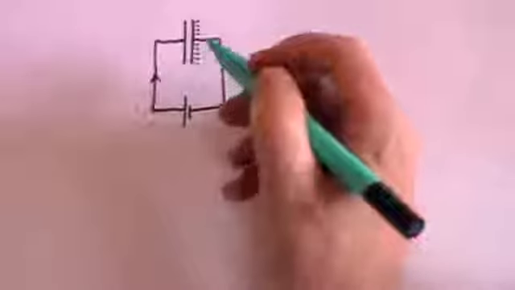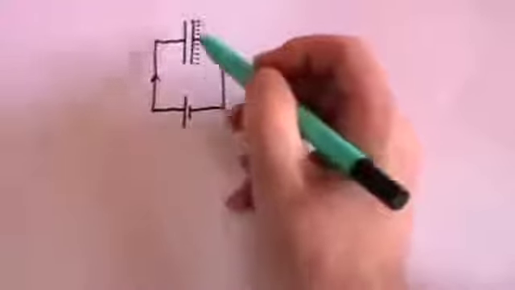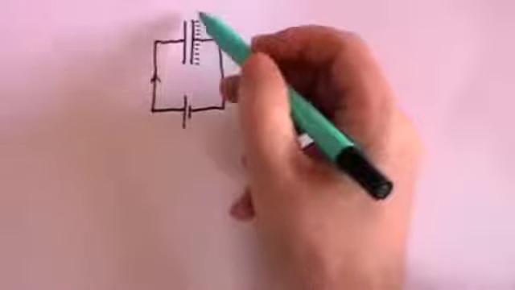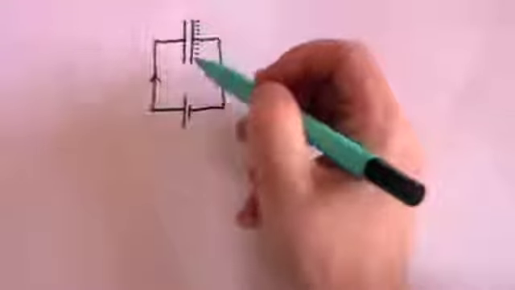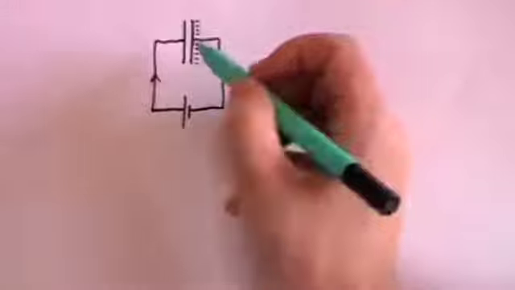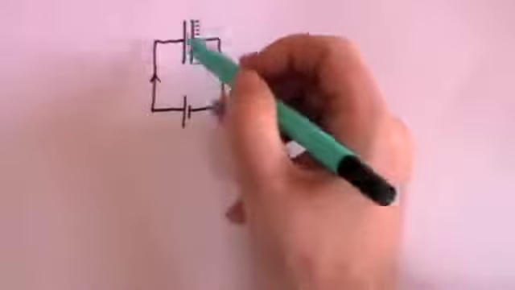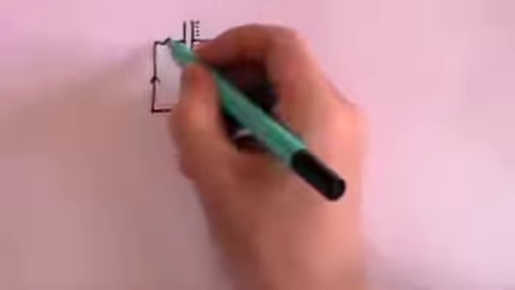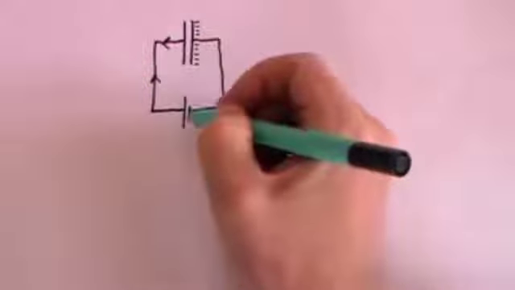That's the crucial point. And if you get a congregation of electrons, negatively charged electrons on this plate, those electrons will repel the electrons on this plate and push them. The electrons will now flow in this direction back to the positive terminal.